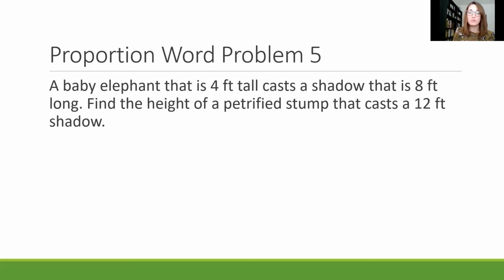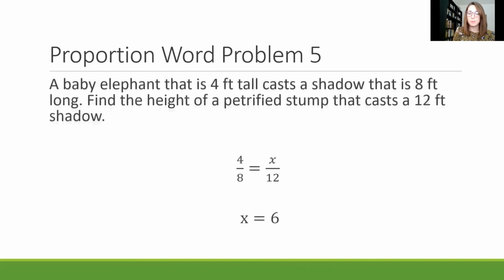Now, finally, we have word problem 5, which says a baby elephant that is 4 feet tall casts a shadow that is 8 feet long. Find the height of a petrified stump that casts a 12-foot shadow. So we want to plug in our information. We know that a 4-foot tall elephant has an 8-foot shadow. And then we know that a stump has a 12-foot shadow.